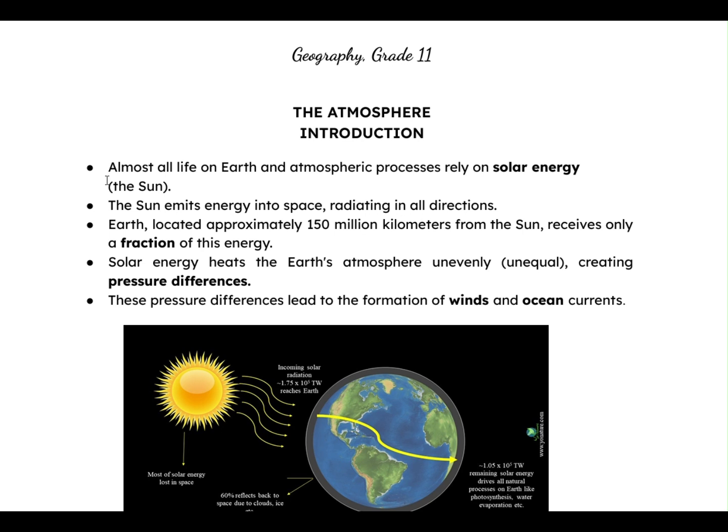So yes, first point right there, atmosphere. It says almost all life on Earth and atmospheric processes rely on the solar system, which is the sun. Now, this is a fact, which says all life on Earth and all atmospheric processes rely on nothing other than the sun. So without the sun, of course, we know that there will be no life on Earth.